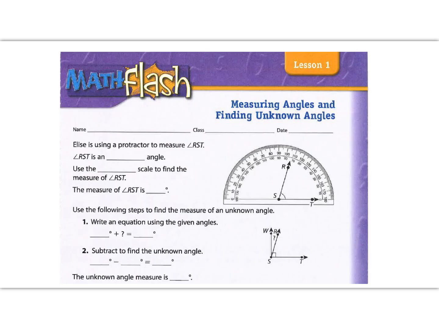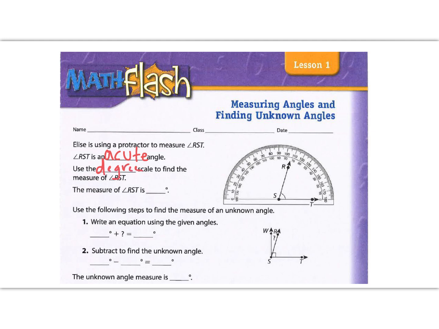Okay, we'll take some notes here. So it says, Elise is using a protractor to measure angle RST. So angle RST, to measure this angle, RST is, so we can see here that it is less than 90. So it's an acute angle. Use the blank scale to find the measure of RST. So we're going to use our protractor to find the degrees.